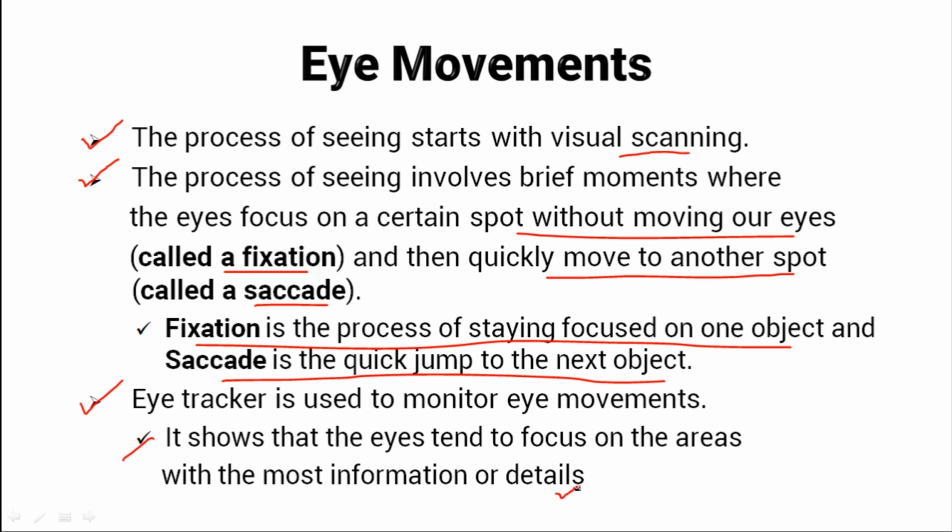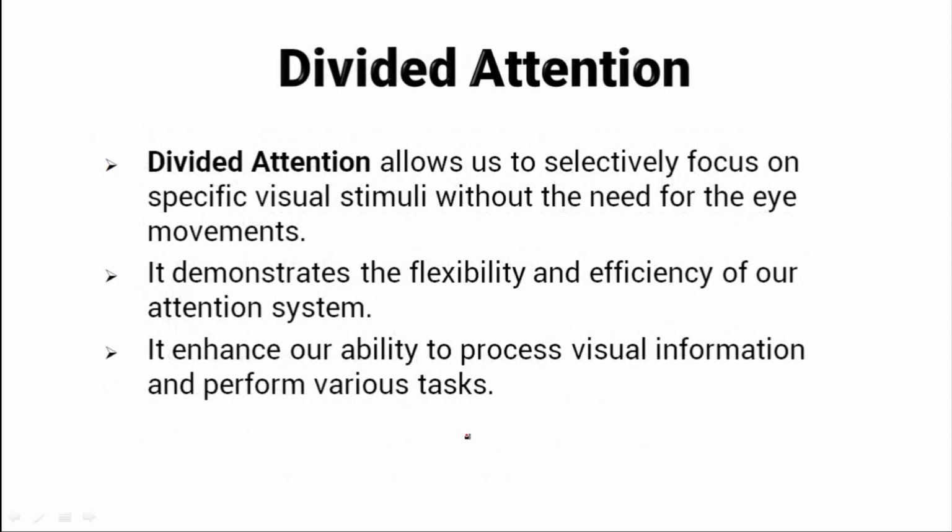After that, divided attention. So in addition to eye movement, there is another type of attention which is called divided attention, and it allows us to selectively focus on specific visual stimuli without the need for eye movement. It enables us to divide our attention among different objects and events in our visual field without physically shifting our gaze. For example, imagine you are at a busy supermarket looking for a specific item on the shelf.